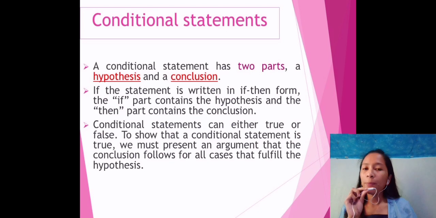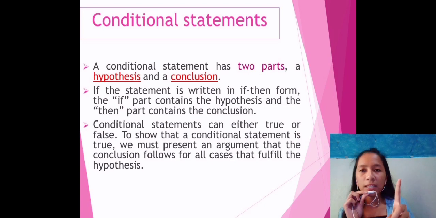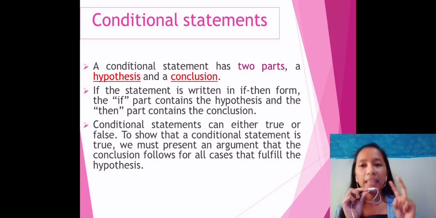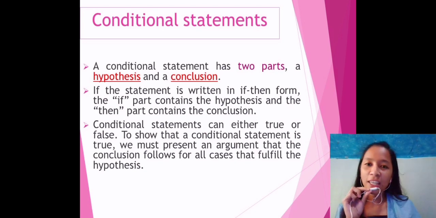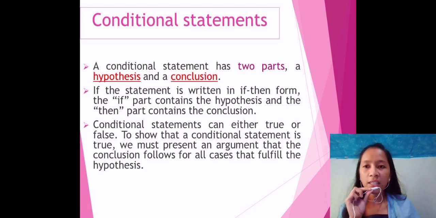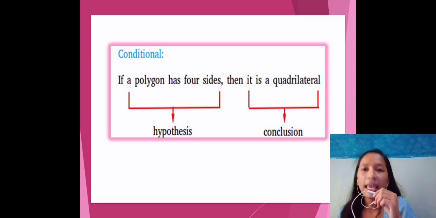that fulfill the hypothesis. Ang conditional statement daw ay binubuo ng dalawang part, which is yung first is hypothesis and yung second is yung conclusion, which is yung if is the hypothesis and the then is the conclusion. Ang conditional statement daw is pwedeng tama o mali. Para daw maipakita natin na tama yung ating conditional statement, dapat mag-present tayo ng mga argument. For example, yung conditional statement natin is if a polygon has 4 sides, then it is a quadrilateral. Yung if a polygon has 4 sides, ito yung tinatawag natin na hypothesis, and then it is a quadrilateral, ito naman yung tinatawag natin na conclusion.